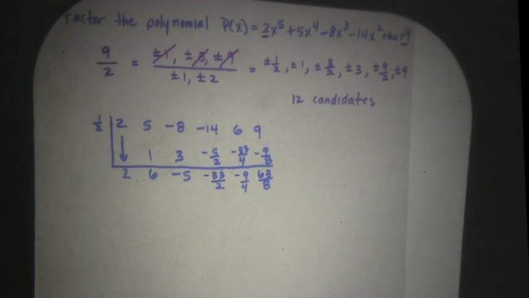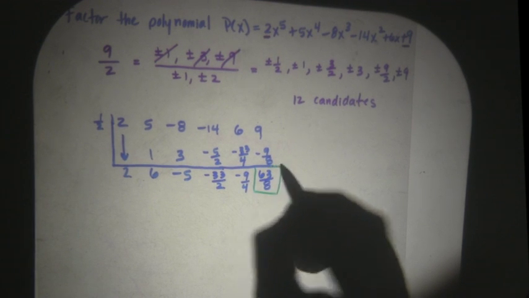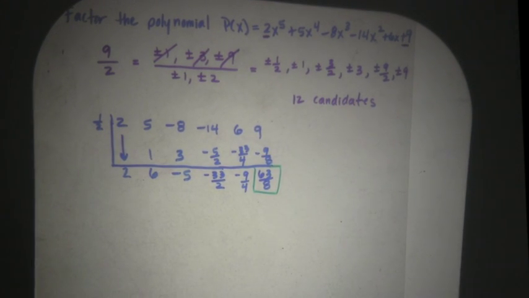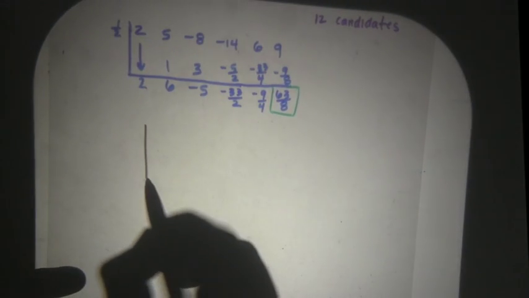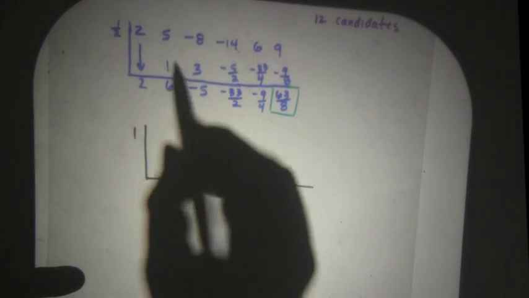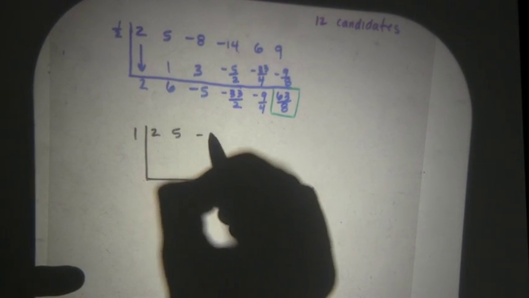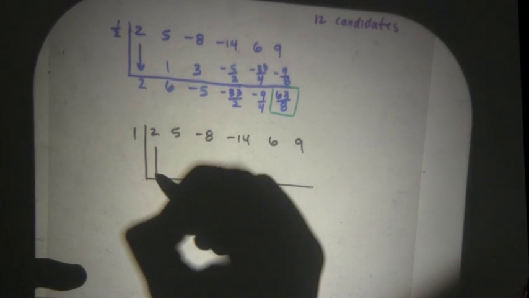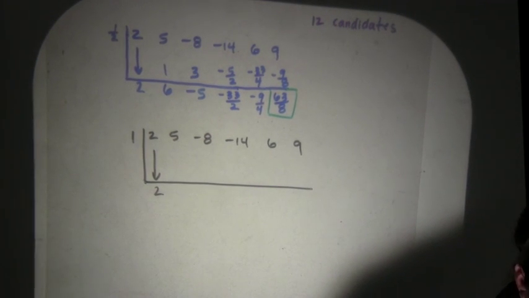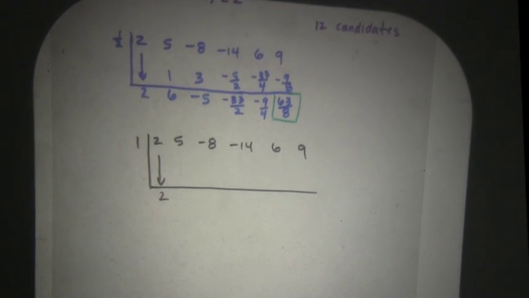So, first of all, is 1/2 a 0? No. Why? Because we did not get a 0 remainder. So we have now eliminated 1/2 as a possibility. Okay, so the next smallest positive 0 that we have at our disposal here is positive 1. So yet again, we will do some division. Put a 1 out here. 2, 5, negative 8, negative 14, 6, 9. Don't worry. I know you're probably already all scared, but I'm not going to do this 12 times, I promise. So, here we go.